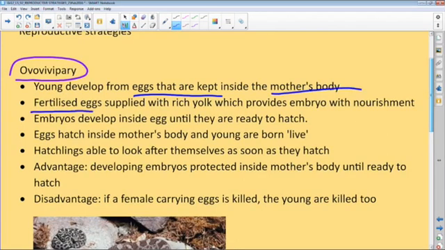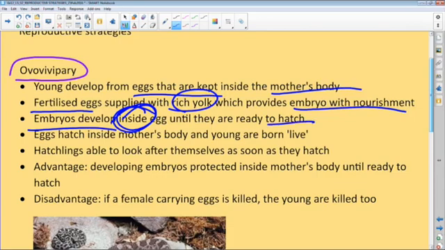The fertilized egg is supplied with rich yolk, and the minute it's supplied with rich yolk, what happens? You don't have to worry, it's got food. Just remember that, which provides the embryo with nourishment. The embryo develops inside. Okay, that's important. It's inside an egg, it grows there, and when it's old enough, it'll hatch out. See? Until they are ready to hatch.